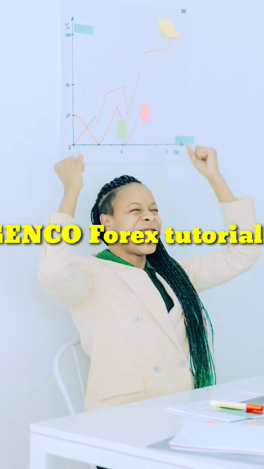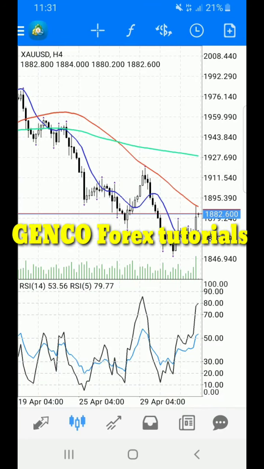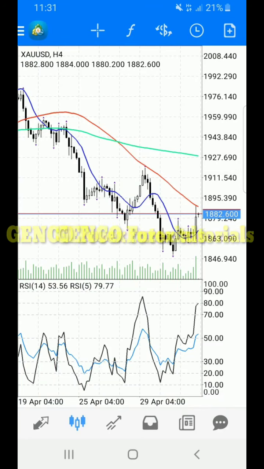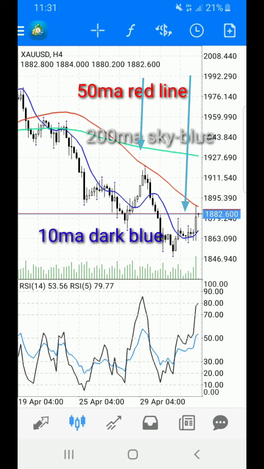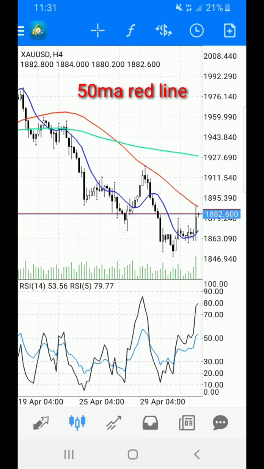Top-down analysis is the key ingredient for successful trading. We start by determining the trend on H4. Apply simple moving averages to help if necessary. Simple moving averages like 10 can tell you the immediate trend. 50 moving average will show you the intermediate trend, while 200 moving average gives you an idea of the long-term trend.